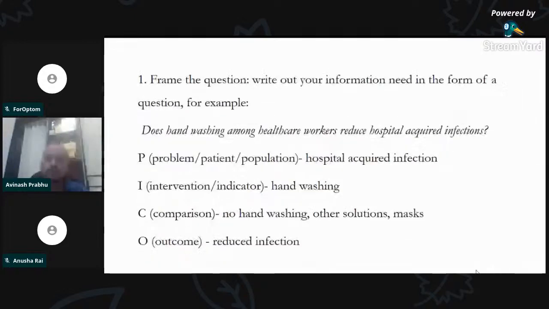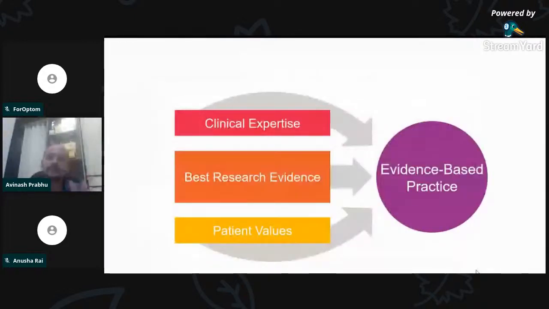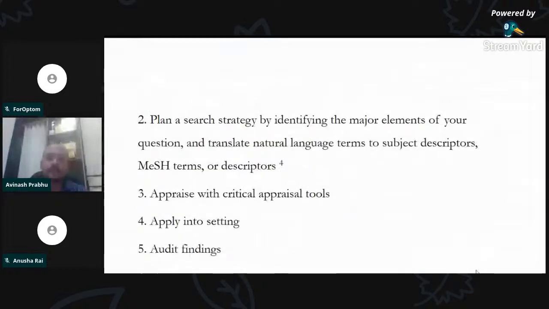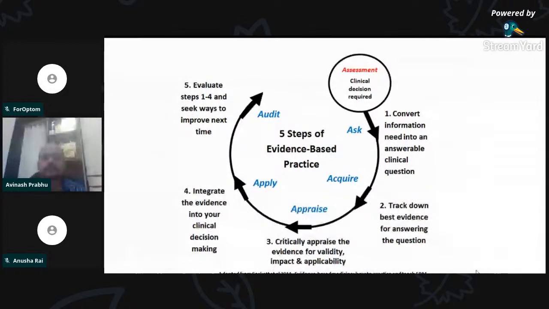Next, if you are planning for an evidence-based search, first will be a good forming of your research question. Next will be the searching of this kind of questions in the databases, maybe PubMed or maybe Scopus and so on. Then you will appraise with the critical appraisal tools, then you'll apply into the setting and then you'll audit. So these 5 steps: ask, acquire, appraise, apply, and audit. These are called the 5 A's of evidence-based practice.